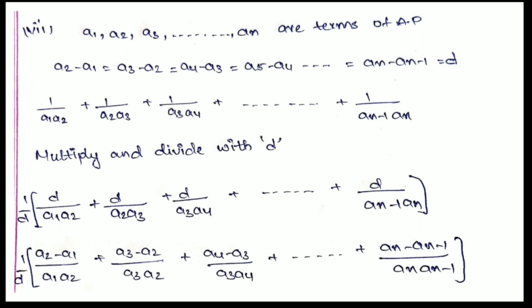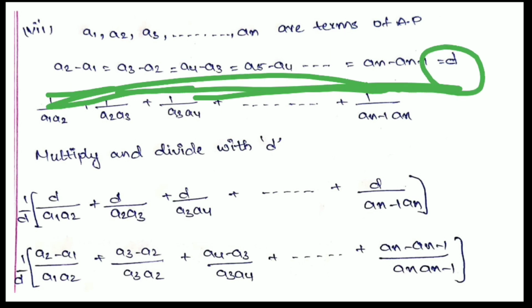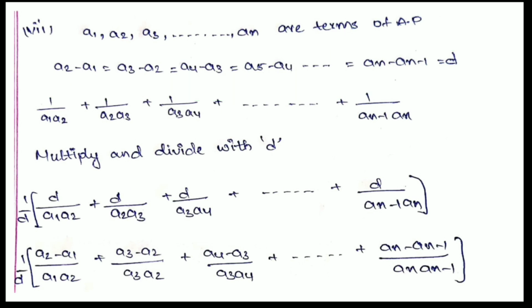Now the seventh one: a1, a2, a3, and so on, an terms are in AP. When we call it an AP, we have common difference as constant. Common difference is nothing but the difference between two consecutive terms. That is a2 − a1, a3 − a2, and so on, up to an − a(n−1). This complete one is equal to d, that is the common difference. Now we need to find the value of this.